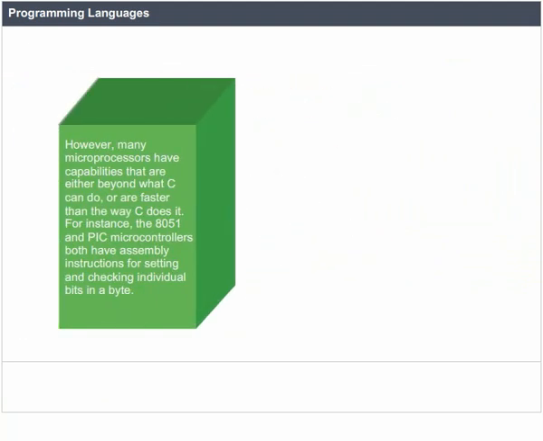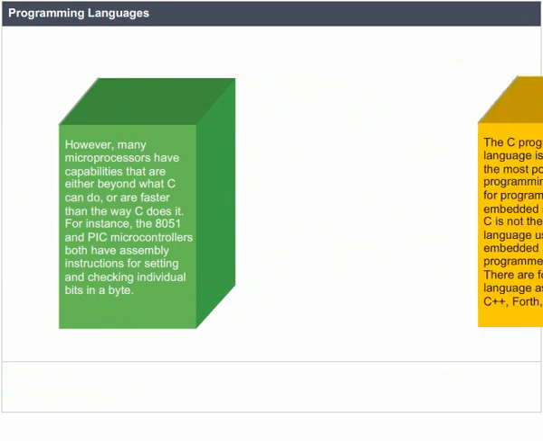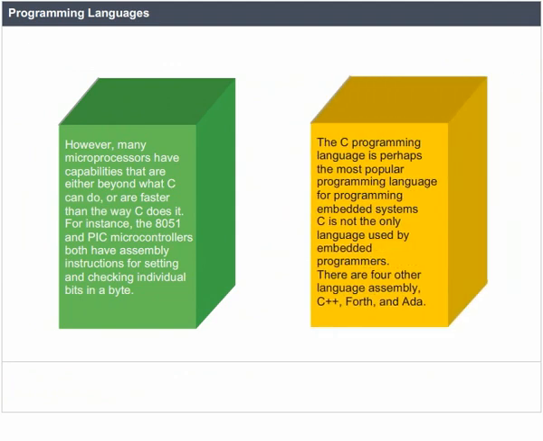However, many microprocessors have capabilities that are either beyond what C can do or are faster than the way C does it. For instance, the 8051 and PIC microcontrollers both have assembly instructions for setting and checking individual bits in a byte. The C programming language is perhaps the most popular programming language for programming embedded systems. C is not the only language used by embedded programmers.